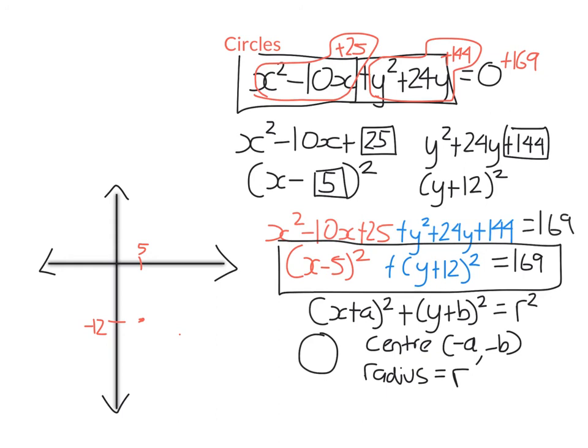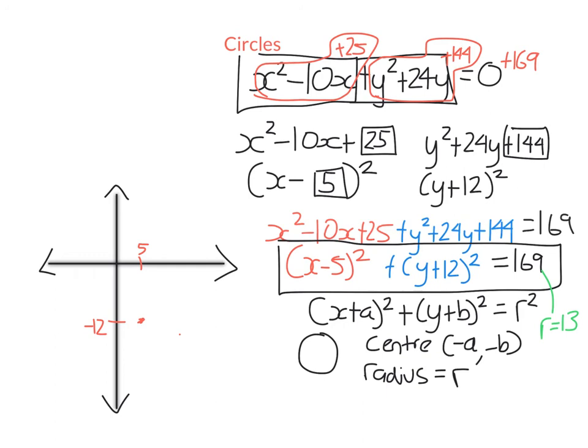Remember, the negative of this is the x-coordinate, and the negative of that is the y-coordinate. So we found in this case that the radius was equal to the square root of 169, which is 13. So we have the center of the circle at (5, -12). The radius is 13, so go 13 in each direction.